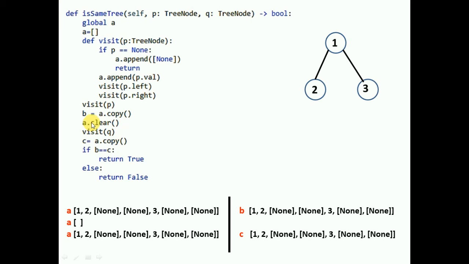At last, c is equal to a dot copy, and a is cleared first. First it is this, then we clear it using this line. Then again the value of a will be here, from this line of code. When you pass visit q, the a value will appear as here. Then we simply make c equal to a dot copy, so we copy the value of this into this. Then we check if b equals c. Yes, all the elements of b are equal to c. That's why it returned true, else it will return false. It can handle all the corner cases.